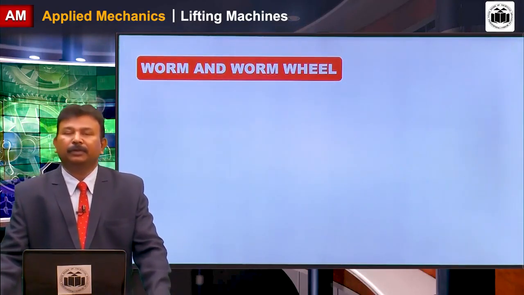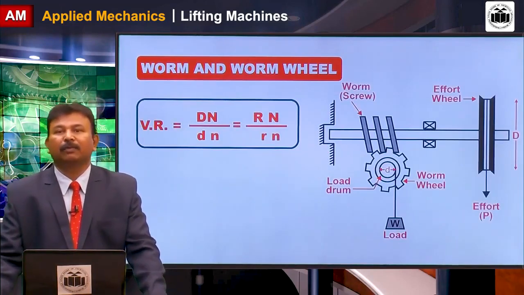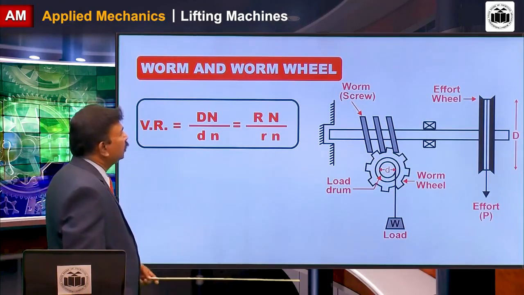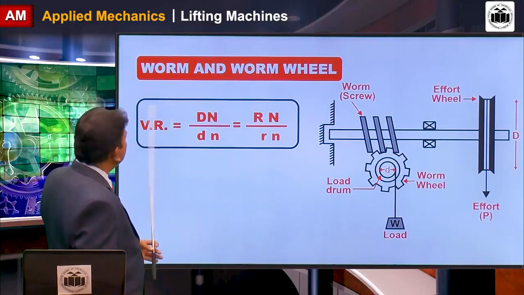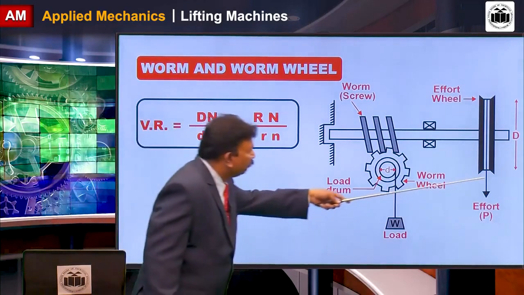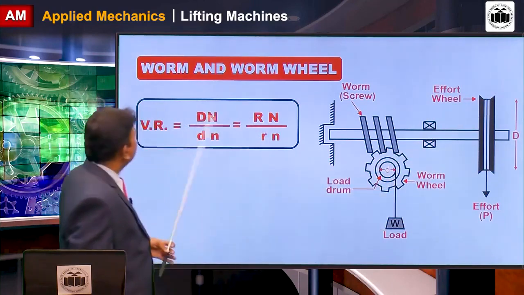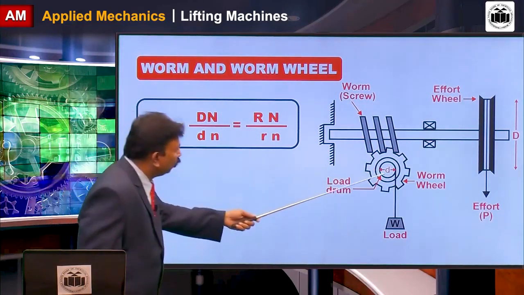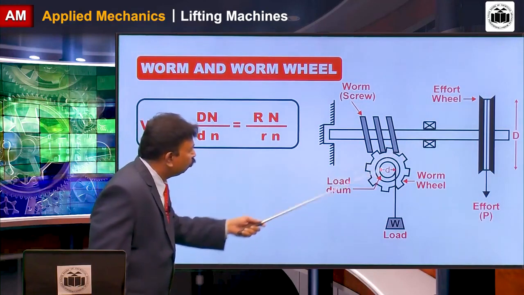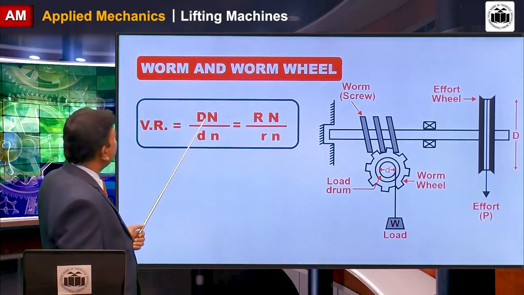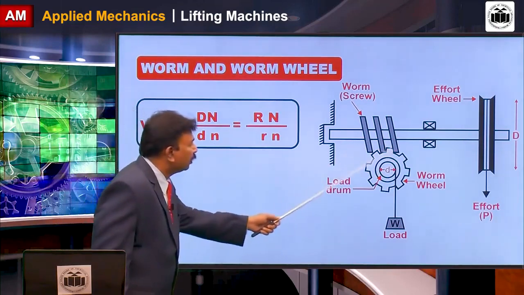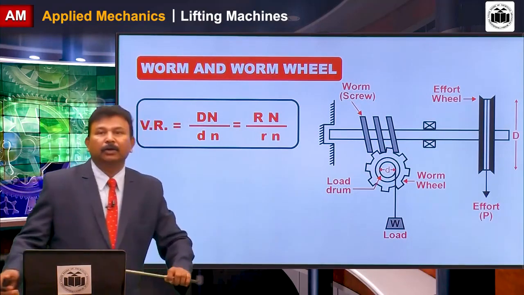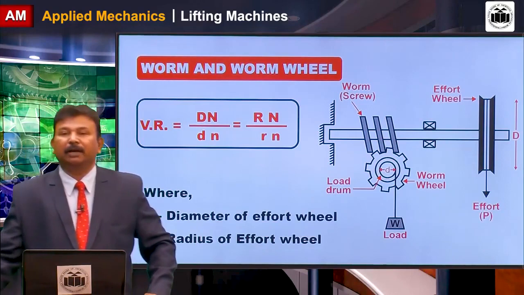Next machine for velocity ratio is worm and worm wheel. Worm and worm wheel is very important machine. In this machine, we are using worm as well as worm wheel. The formula for velocity ratio is, first of all, consider diameter of the effort wheel. Diameter is here. Then diameter of the load drum. Diameter of the load drum is here. The ratio of two diameters and then the ratio of capital N upon small n. Capital N is number of teeth on the worm wheel and small n is advancement of worm wheel on one complete revolution of the effort wheel.